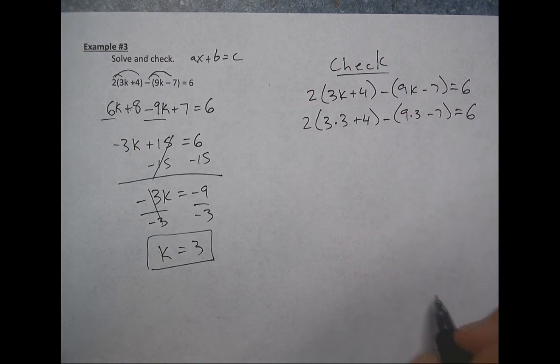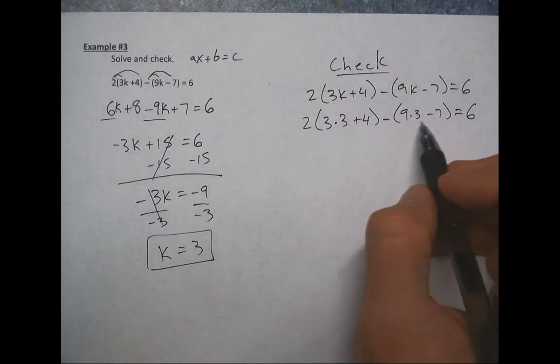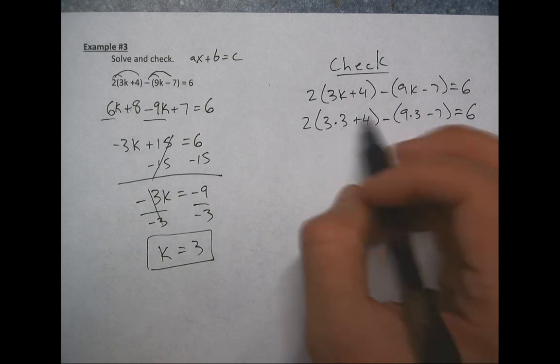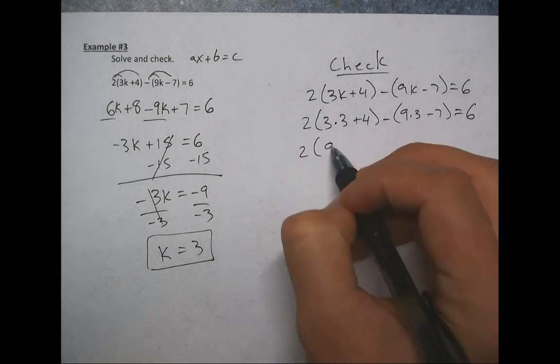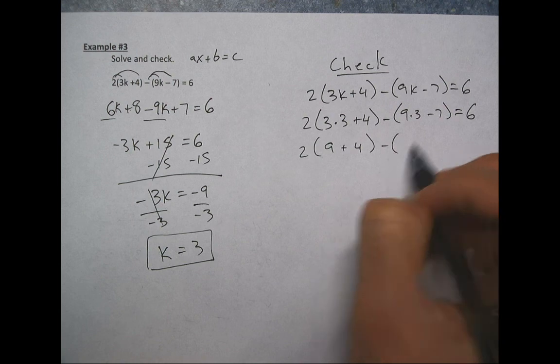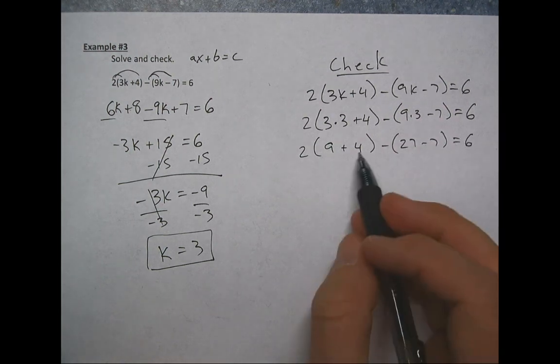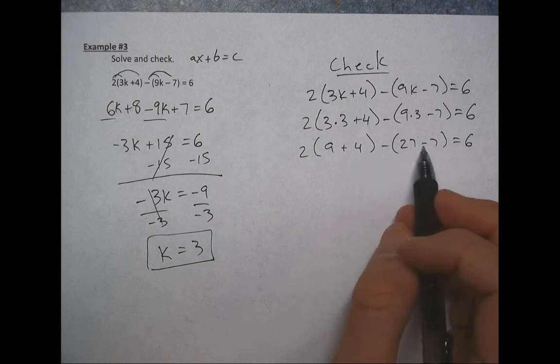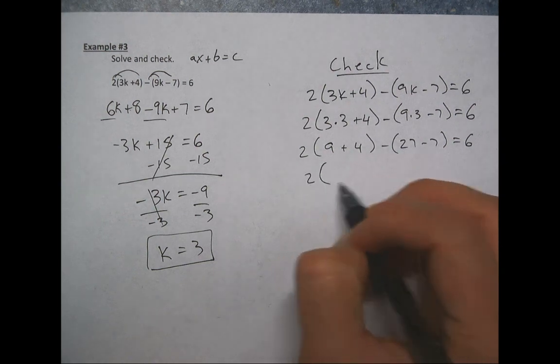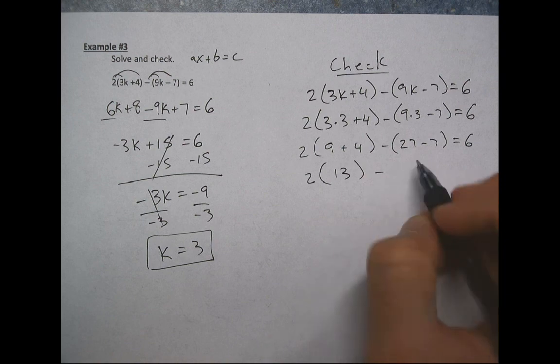And now one step at a time as you run through this check. So we're going to complete inside parentheses first, following order of operations. So 3 times 3 is 9. 9 times 3 is 27. Next step, follow your order of operations inside parentheses. So 9 plus 4 is 13. 27 minus 7 is 20.